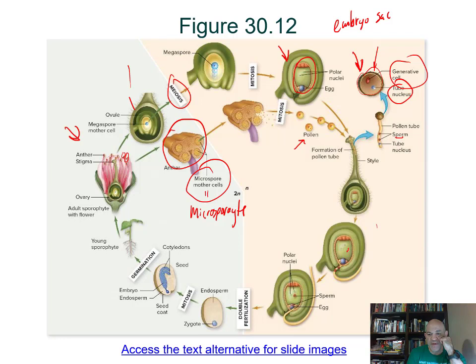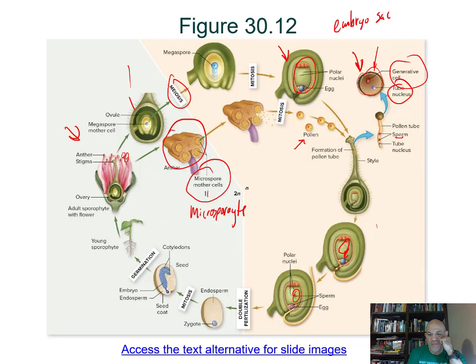One sperm is going to fertilize the egg right there. And that's going to become your diploid zygote. And the other sperm is going to combine and fuse with those 2 polar nuclei. So you see that happening here. And that's going to make your triploid endosperm.